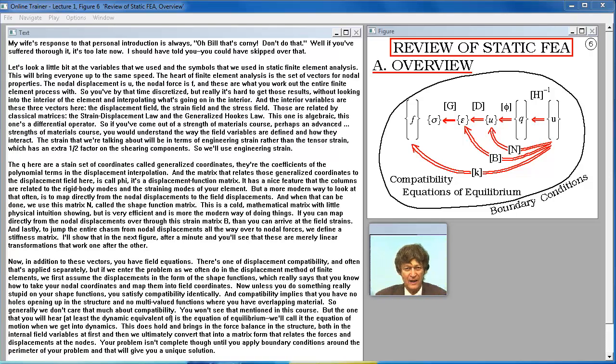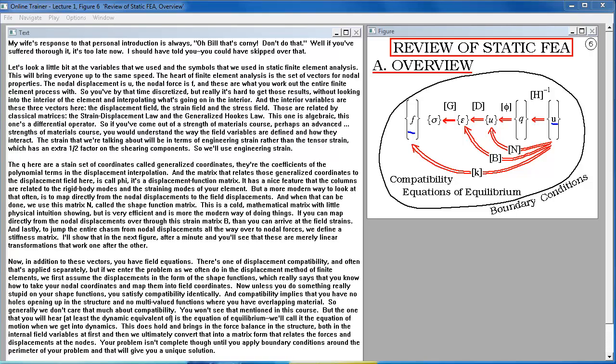Let's look a little bit at the variables and the symbols that we used in static finite element analysis. This will bring everyone up to the same speed. The heart of finite element analysis is a set of vectors for nodal properties: nodal displacements U, and nodal forces F. And these are what you work out the entire finite element process with. So you've by that time discretized.